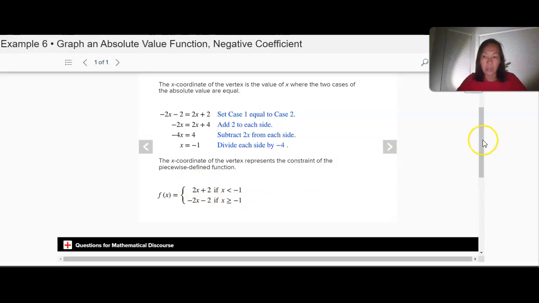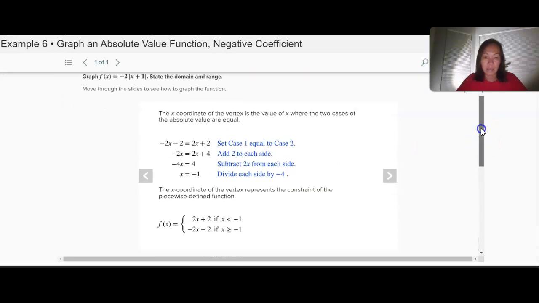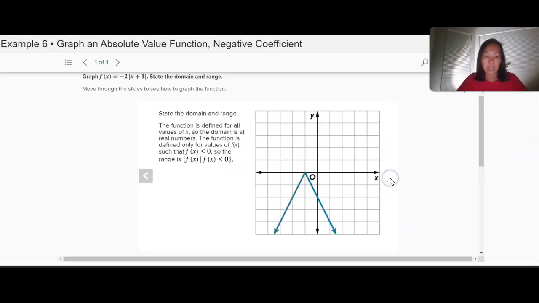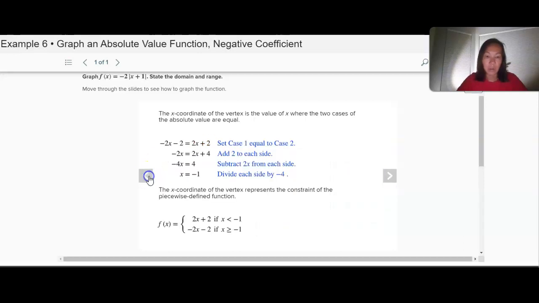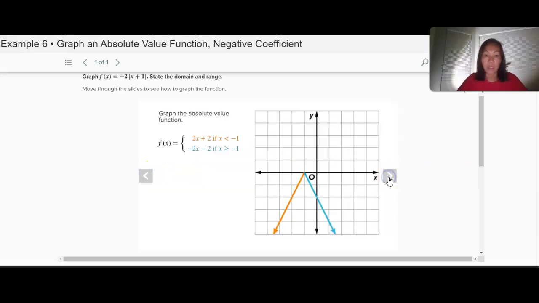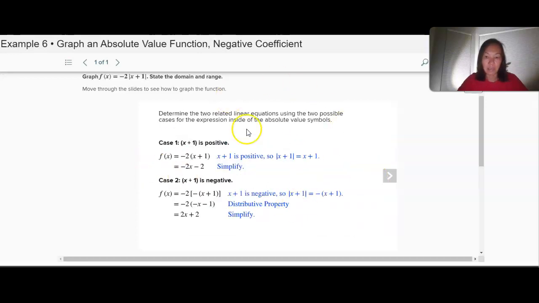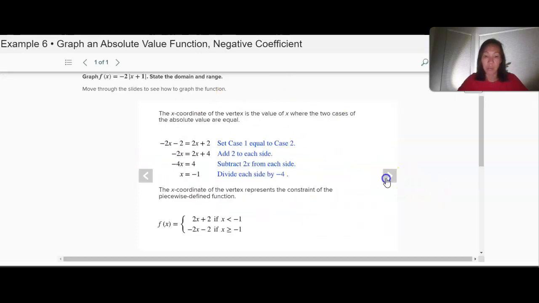So in this case, this is 2x plus 2 if x is less than negative 1, negative 2x minus 2 if x is greater than or equal to negative 1. And if this doesn't make sense, go back and rewind it and watch this again for domain and range, because I don't want to make this too long, and we are going to spend some more time on these in class. So look through this example again, see if this makes sense. Pause here, take some time to read through this.